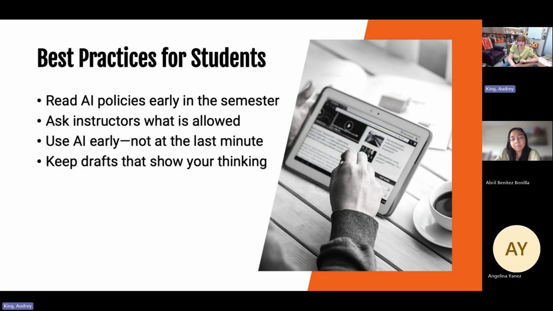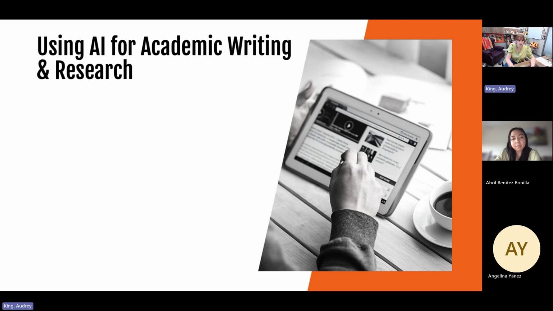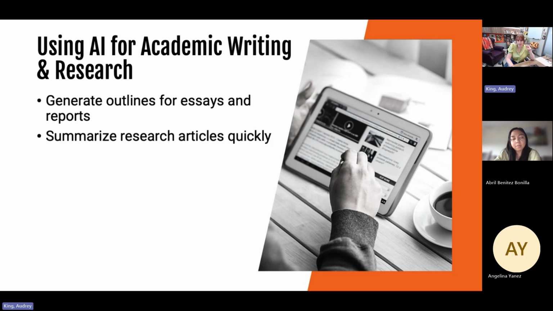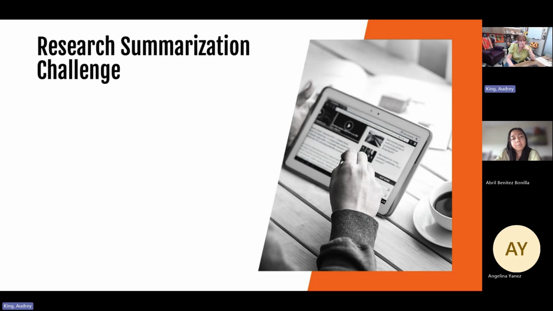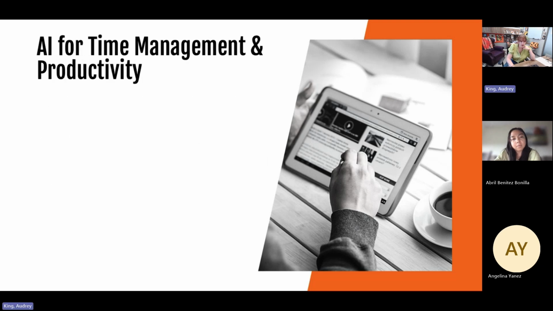Keep drafts that show your thinking so that you can back up that you've used AI in an ethical way. Cite AI well. APA 7 will tell you how to cite AI, so go ahead and do that. Things that you could use this for is generating outlines, summarizing research articles really quickly, checking grammar and improving clarity, but always verify those sources and avoid plagiarism. We're gonna skip over that.